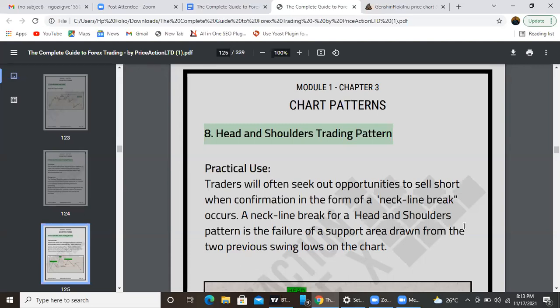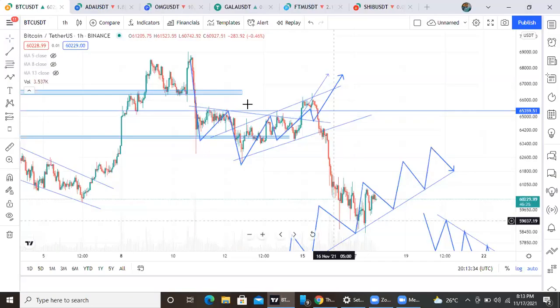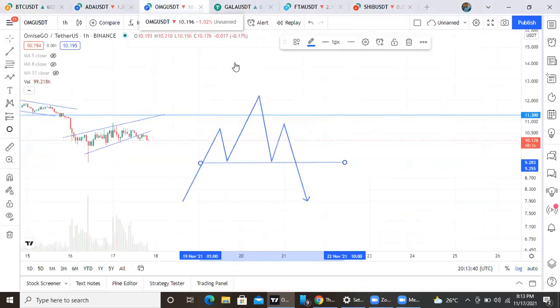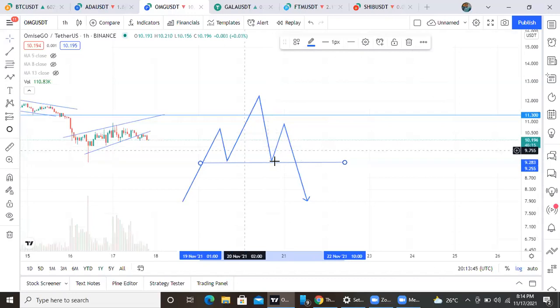So normally with a head and shoulders pattern, traders will often seek out opportunity to sell short when confirmation comes in the form of a neckline break. That's the only confirmation you can get. A neckline break for a head and shoulders pattern is the failure of a support area drawn from the previous two low swings. Now look at this. This is the previous two low swings. So this is a low swing, a low swing.